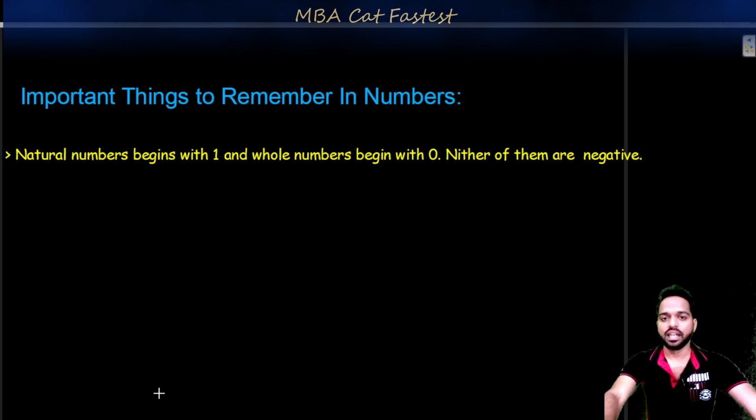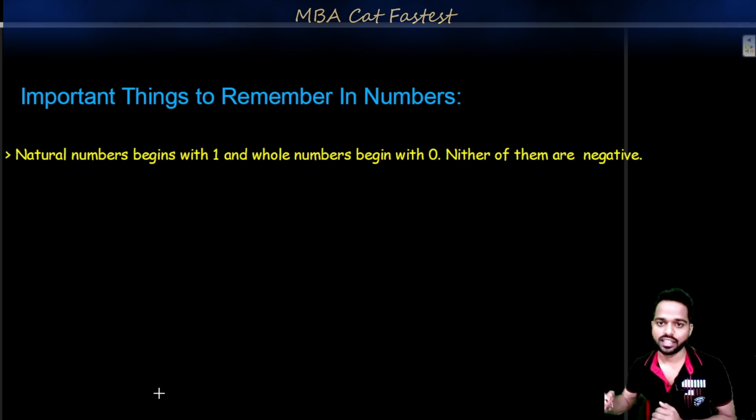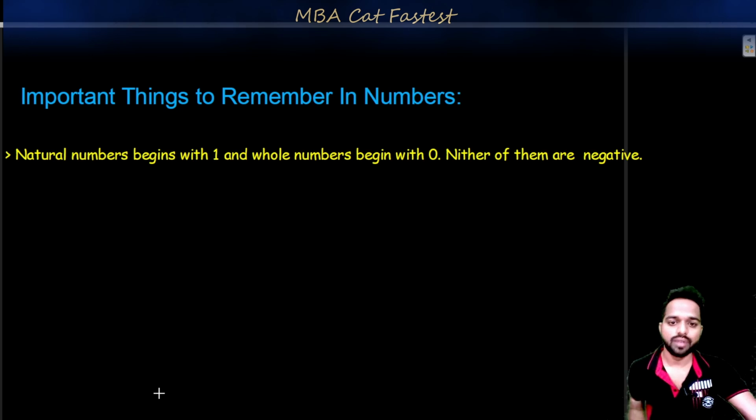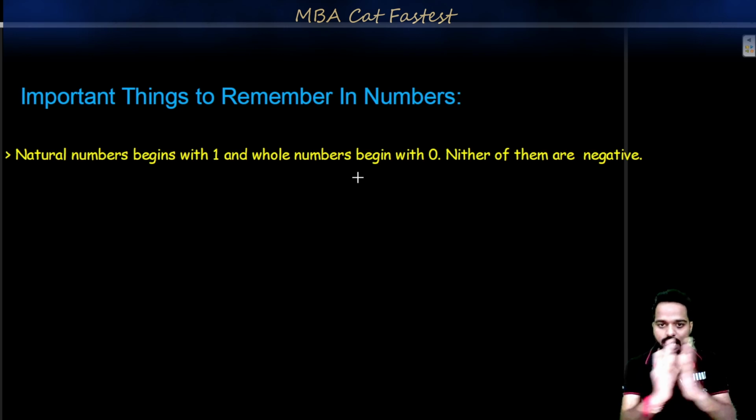Important things to remember in numbers. These are the concepts behind every question in the examination. They will not ask you explicitly, but they are hidden somewhere. Natural numbers begin with 1 and whole numbers begin with 0. As the name suggests, whole numbers start from 0, and for natural numbers you just remove the 0 part, and from 1 they become natural numbers. You already know this from class 6.